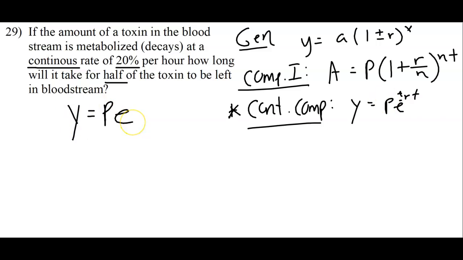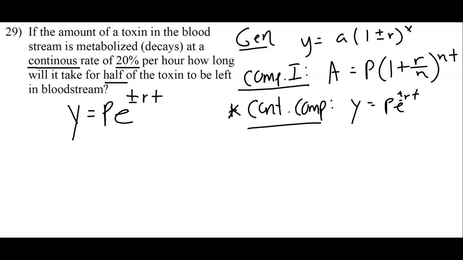Y represents the final amount. P represents the starting amount. R represents the growth rate. T represents how long this is going on for. T is the thing we're looking for, so that's going to stay as T.